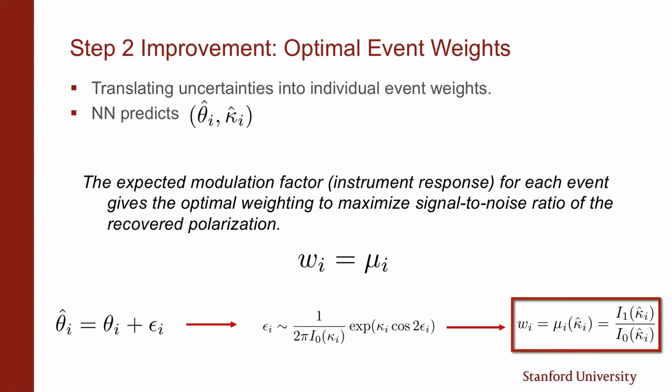And so, assuming our neural network estimates are unbiased, and we have this sort of von Mises distribution for the error, we can actually work out the function that transforms the kappa parameter that we predicted with the neural networks, our uncertainty prediction, into the expected instrument response for that individual event. And by doing this, we're actually getting an optimal weight for that event.